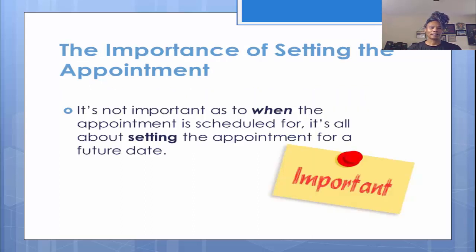Because here's the thing, it's not important when the appointment is scheduled for. It's all about setting the appointment for a future date. I've been in situations where they gave me a work order, but the homeowner was out of town. So I had to schedule the appointment 3 weeks out, which was okay. I didn't have to do it right away. But the sooner you can schedule an appointment, the sooner you can know what that day is going to look like, and you can schedule around your day.